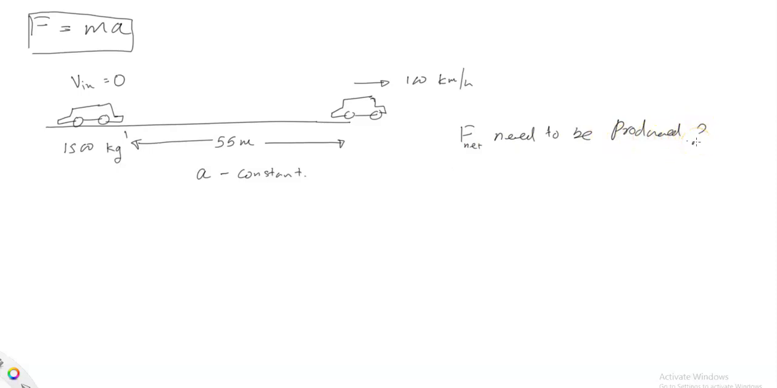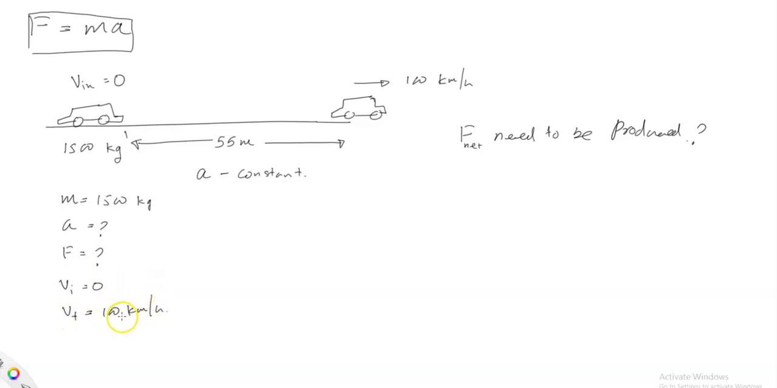So by looking at this information, now let's write down all the information we have in hand. We have the mass of the car, 1500 kilograms. Do we have the acceleration? No, we don't. Question is, what's the force? What else do we have in hand? We know that V initial is 0. V final is 100 kilometers per hour.